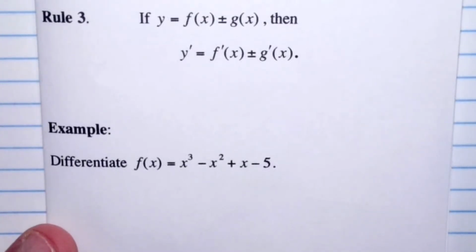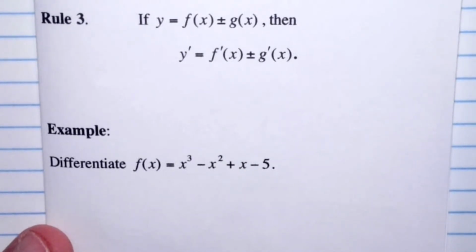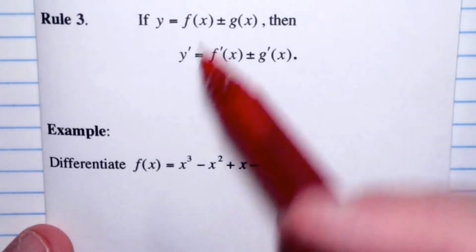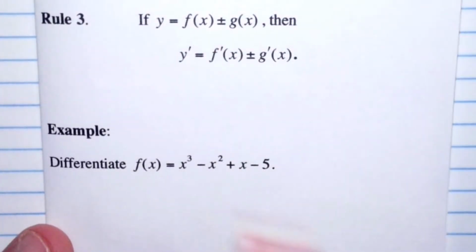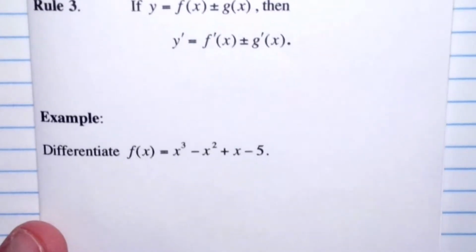Rule number 3, the sum and difference rule. If y equals f of x plus or minus g of x, then y prime is what you would hope it would be. It's f prime of x plus or minus g prime of x. You just differentiate the two terms, or however many functions there are, independently, and then you add or subtract them. So let's take a look at this example.